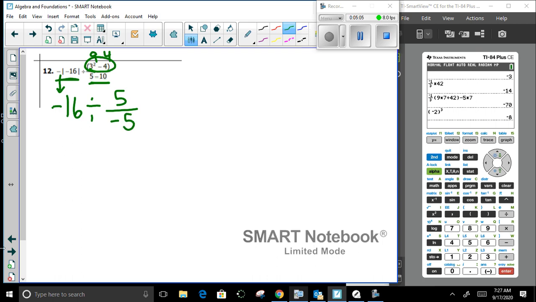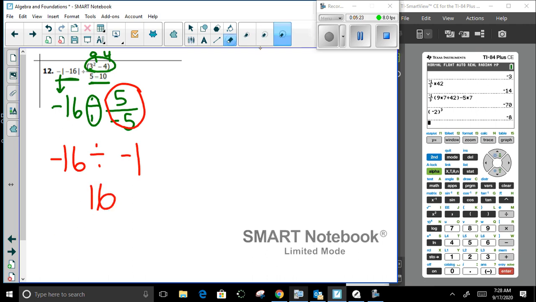All right, so I got division and division. Well, I can't really do this division until I reduce this one. So 5 divided by negative 5 is negative 1. And then I'm just left with negative 16 divided by negative 1, which is positive 16. Check yourself. Remember, the calculator can do this all for you. So really, once you figure out that that part is negative 16, because the absolute value of negative 16 is positive 16, and then I keep the negative.